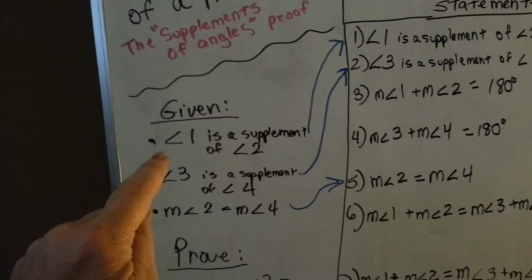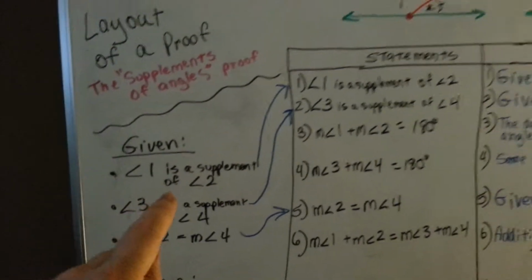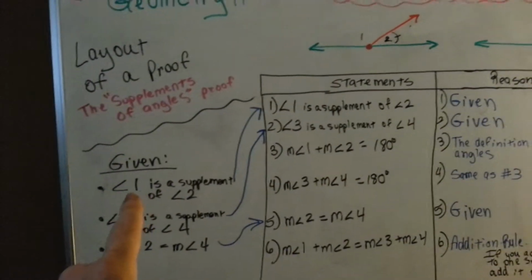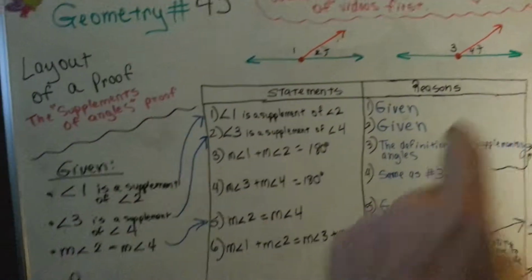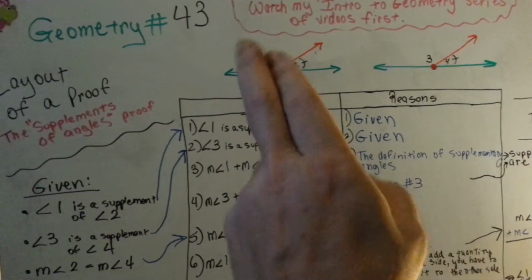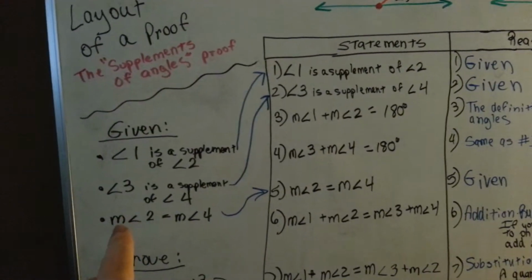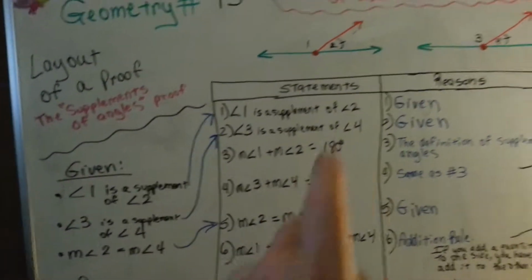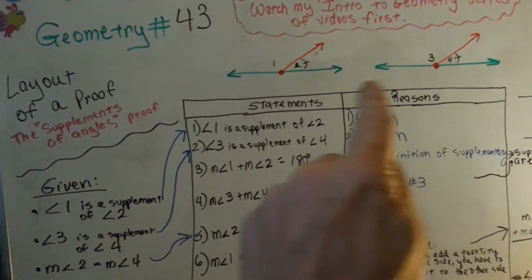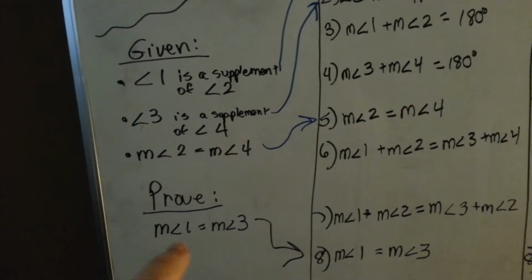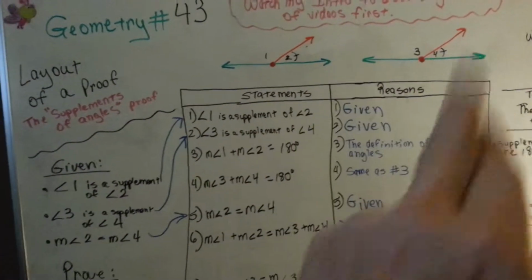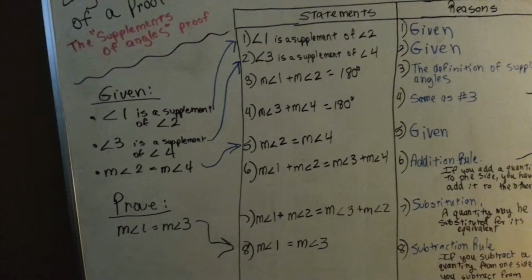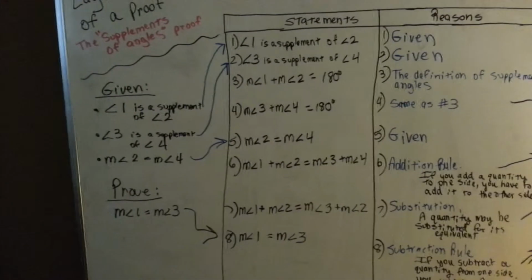So it's given that angle 1 is a supplement of angle 2. And it's given that angle 3 is a supplement of angle 4. So that makes them equal 180 degrees. And it's given that the measure of angle 2 is equal to the measure of angle 4, that they're congruent. So we have to prove that angle 1 and angle 3 are equal. And I know you can just say, well, if 2 and 4 are equal, then 1 and 3 are equal, but we need to do deductive reasoning, and we need to do a proof showing it methodically step by step.